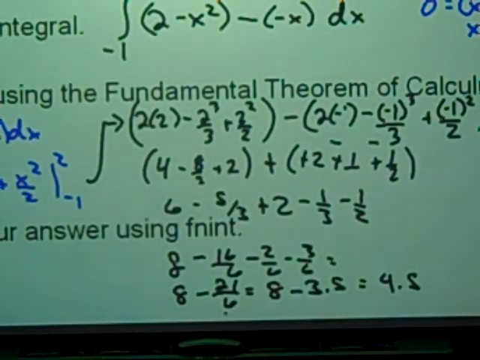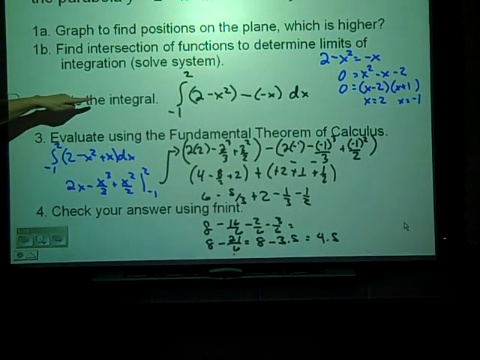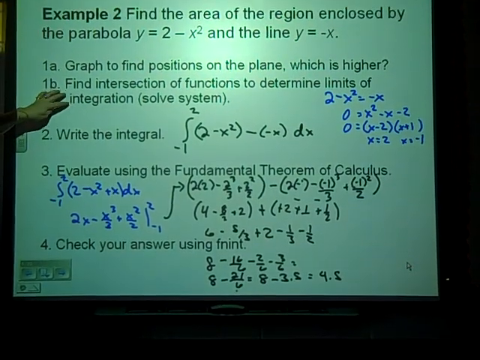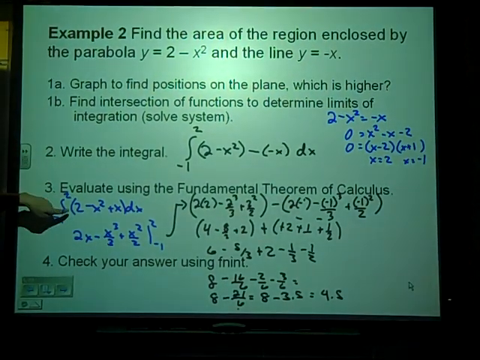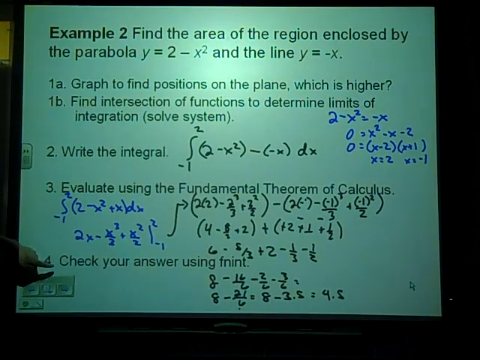So that's this process though every time. Find out which is higher, write your integral. If you need to find the intersection, solve the system or calc intersect, evaluate using the fundamental theorem. Algebra will get a little dicey sometimes, so check your answer using FNINT and go back and find the mistake if you made one. See you in class.